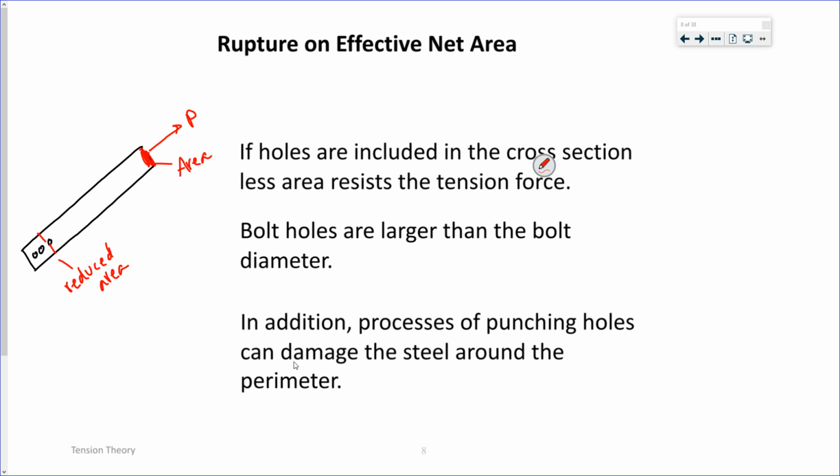So a couple things to know. Bolt holes are larger than the bolt diameter. We'll talk about why that is, or how you can determine that. And also, this is for calculating net effective area. You have to take out the hole itself, which is bigger than the actual bolt, and you have to add a little bit more because punching the holes can damage the steel around where you punched it, so it might not be usable steel near where you punched the hole.